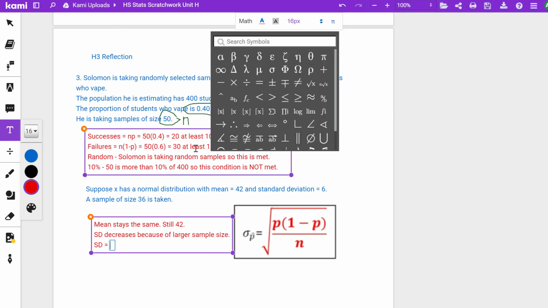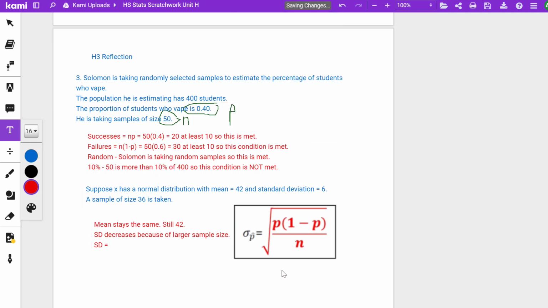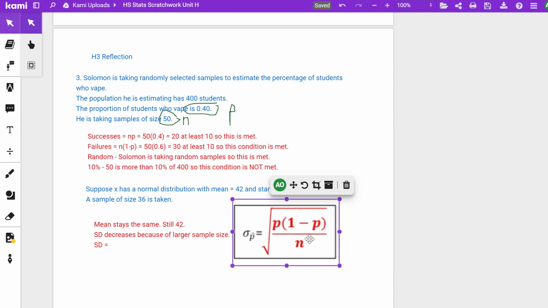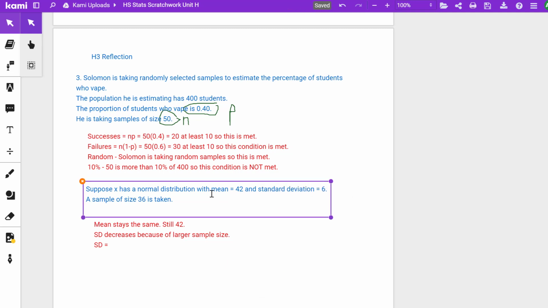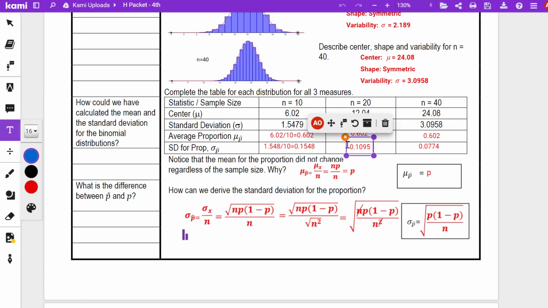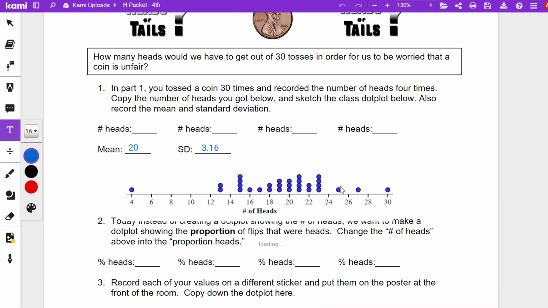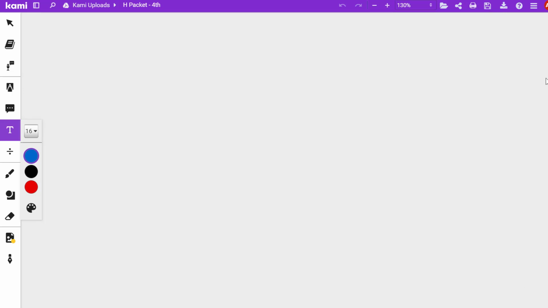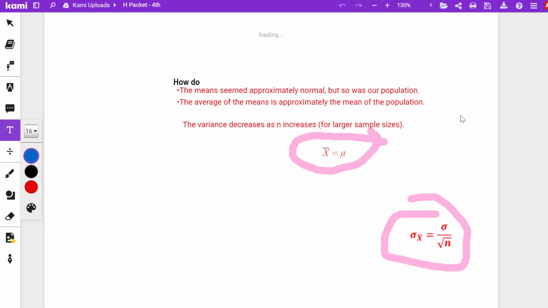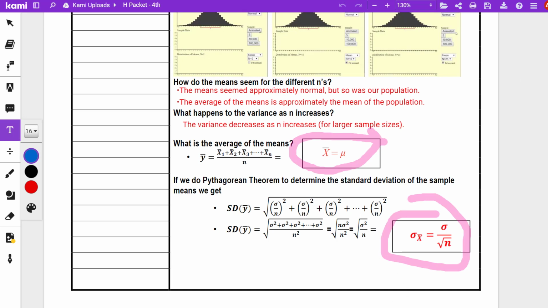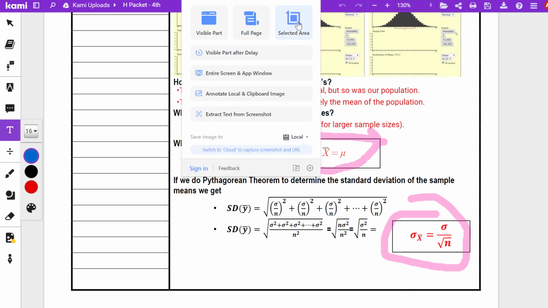I'm sorry, oops, I have the wrong formula. Okay, oh, glad I caught this. I'm doing a proportion here. This is not a proportion. Throw that one away. So this is actually going back to our older unit, our first lesson, H1. So I need to go back to H1 because this is proportion. I had a mean. I don't have a proportion here. So we're going to go to the very beginning. And I have a formula. Aha, look at that. There it is right there.